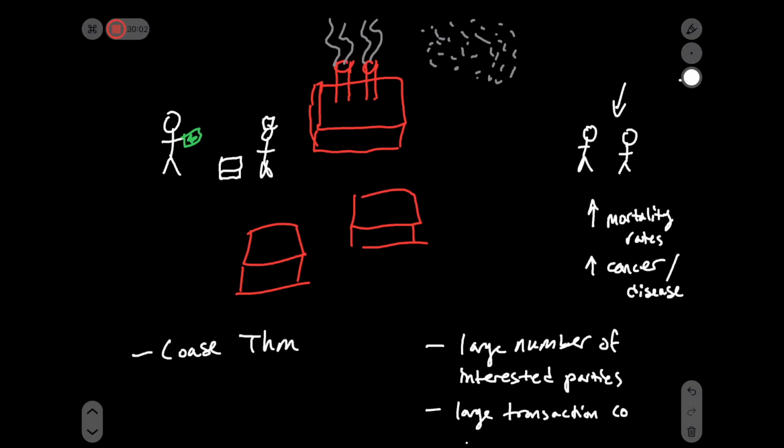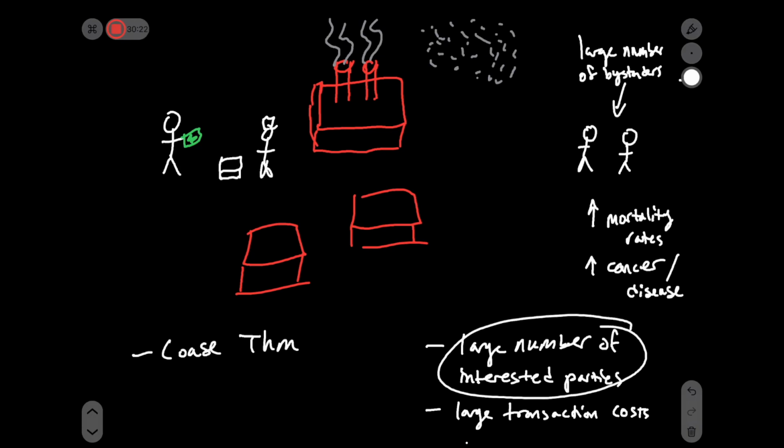And likely in this type of situation where there's a large number of bystanders, this will likely be an expensive legal dispute, and with there being so many people involved and such large transaction costs, it's very unlikely that these folks will be able to come to an agreement and bargain to resolve this on their own without some sort of legal mediation and perhaps even the government getting involved.